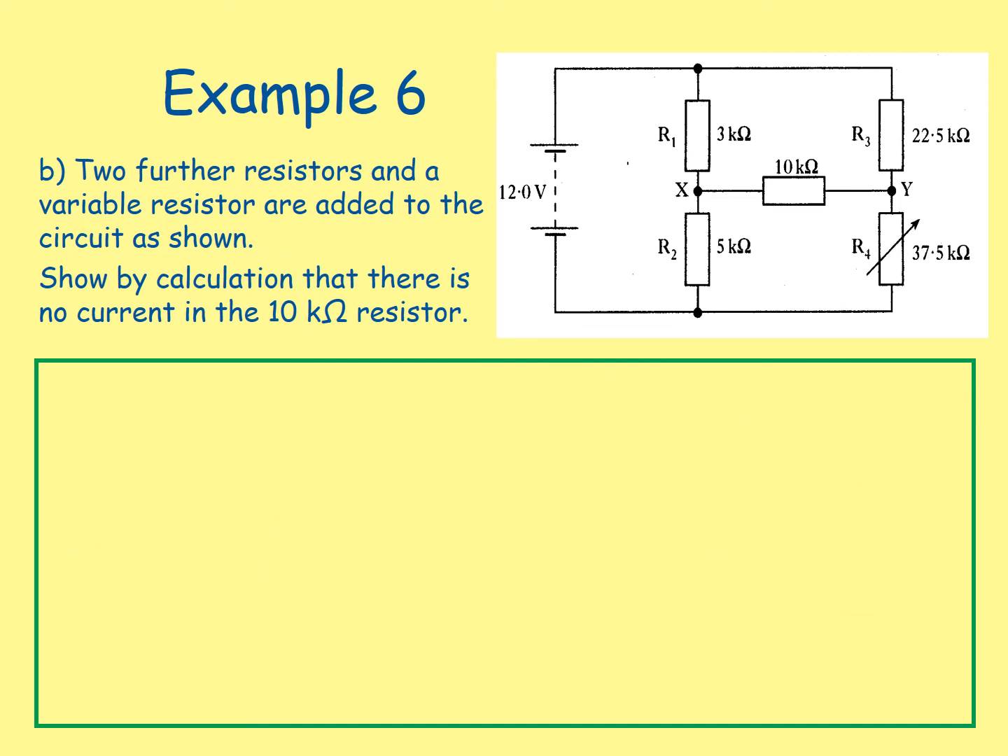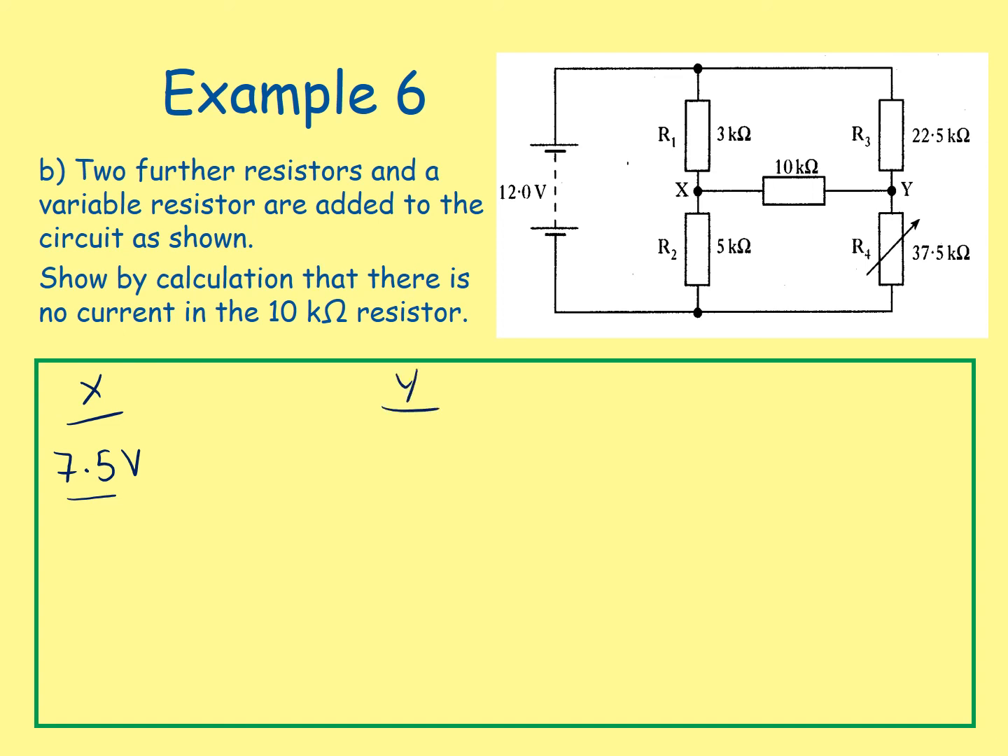Part B. 2 further resistors and a variable resistor are added to the circuit as shown. Show by calculation that there is no current in the 10 kilo ohm resistor. If there's no current in the 10 kilo ohm resistor, then we know that the potential difference is 0 volts as well. So if the potential at X is equal to the potential at Y, let's look at these separately. The potential at X is the same as our potential difference across R2, and we know that's 7.5 volts as we worked it out in the last part of the question.